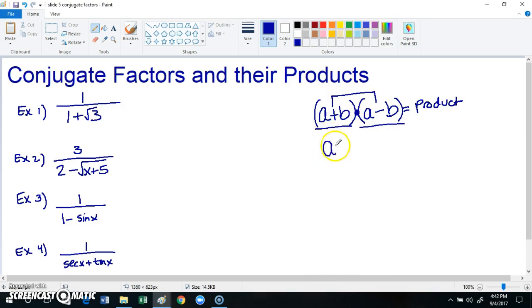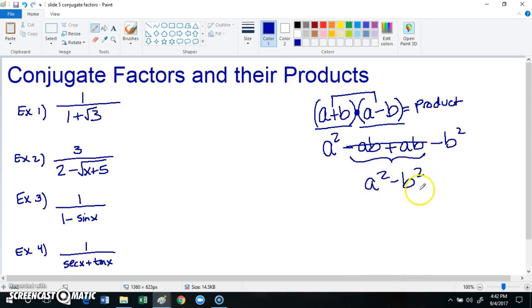If we do the FOIL process, a squared minus ab, that was first, and then outer, and then inner, and then last. Notice what happens with the outer and the inner terms. They drop out. So we're left with a squared minus b squared. Super. This is so easy.